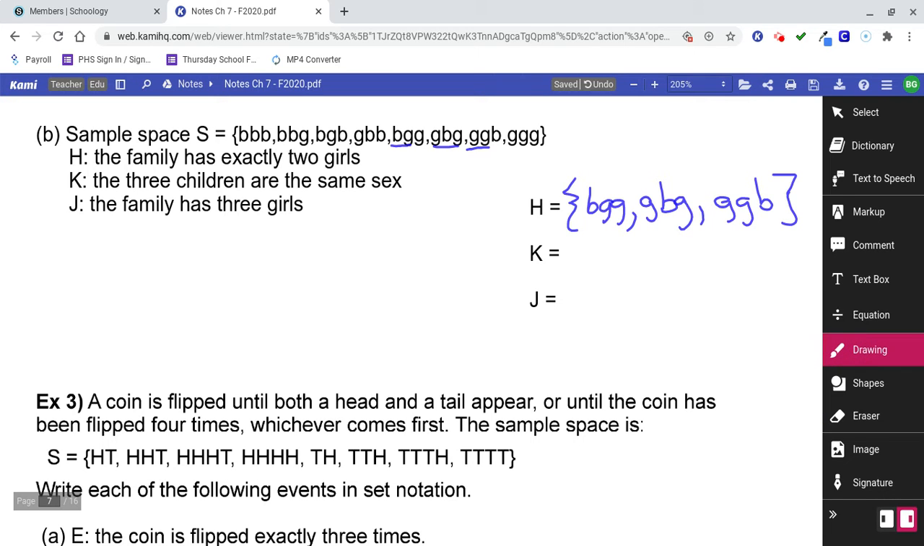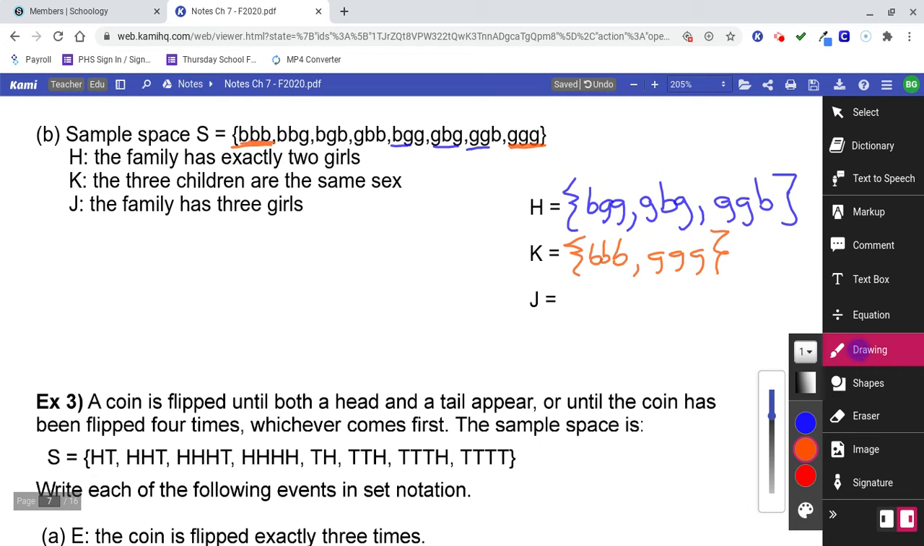K, the 3 children are the same sex. So 3 boys or 3 girls, that's event K, right? B, B, B, G, G, G. J, the family has 3 girls. Well, that's just this one, right? G, G, G.